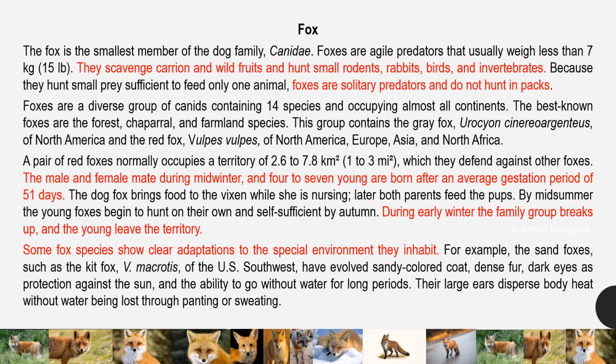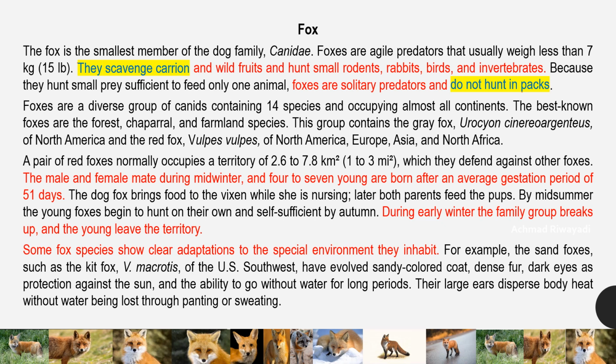This is the whole passage. Perhatikan kalimat atau bagian kalimat yang berwarna merah. Yang pertama, they scavenge carrion and wild fruits and hunt small rodents, rabbits, birds, and invertebrates. Kata kuncinya adalah they scavenge carrion. Mereka memakan bangkai. Yang kedua, foxes are solitary predators and do not hunt in packs. Kata kuncinya adalah do not hunt in packs. Bahwa rubah tidak berburu secara berkelompok.